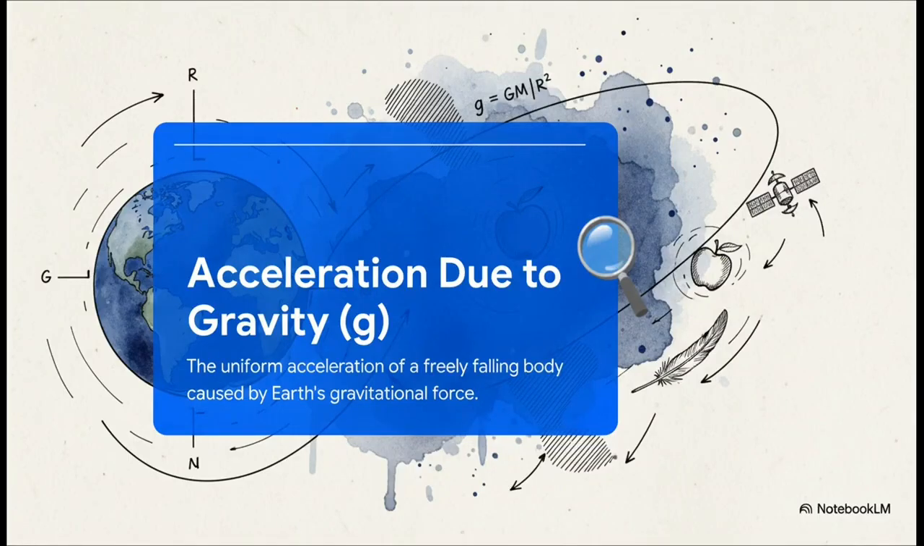And here's the thing about free fall. Objects don't just fall at a steady speed. They accelerate. They get faster and faster, and the rate at which they speed up is constant. We call that constant g, the acceleration due to gravity. It's a specific number that tells us how much an object's speed increases every single second it's falling.